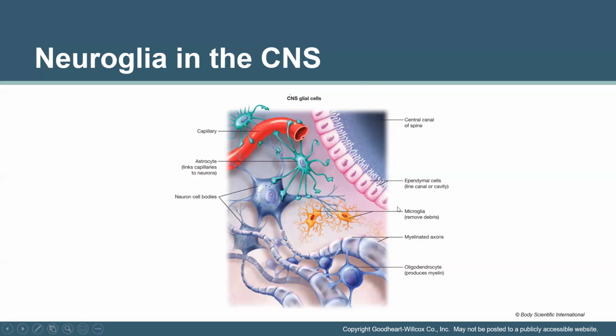Then we have right here, okay, these are called ependymal cells. They will line a canal or cavity. They will serve to form a bit of a protective covering. That's all we'll say about that. Okay, so then we have the oligodendrocytes here. The oligodendrocytes within the central nervous system will be the producers of myelin. We mentioned myelin in a few slides previous when we were talking about Schwann cells, and Schwann cells are specific to the peripheral nervous system.